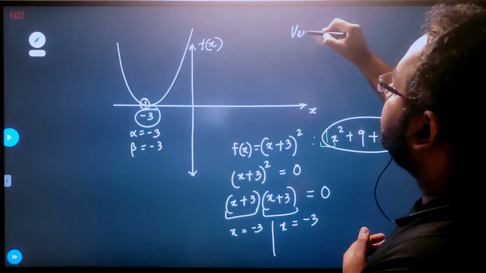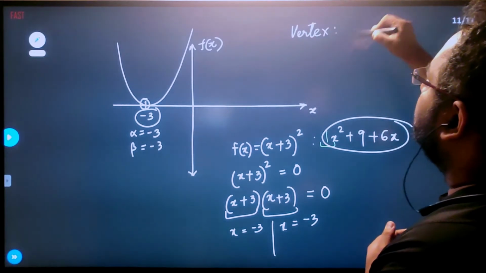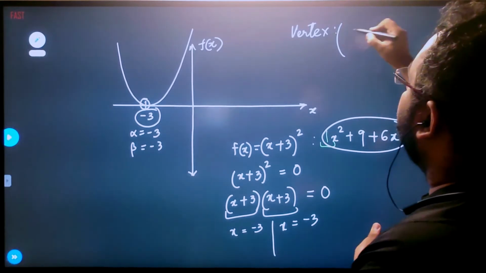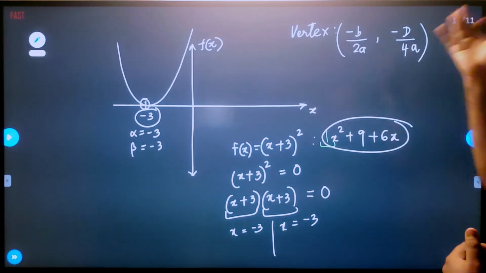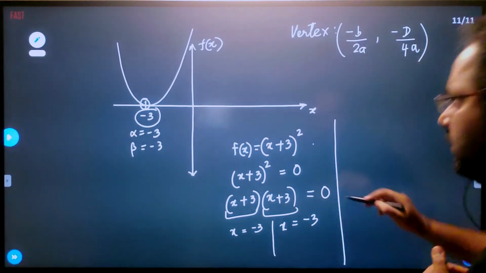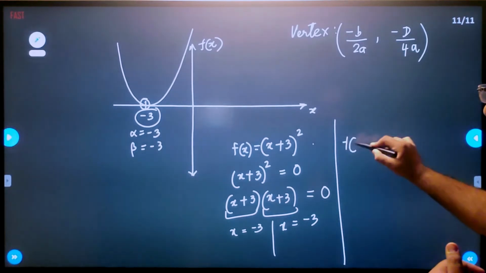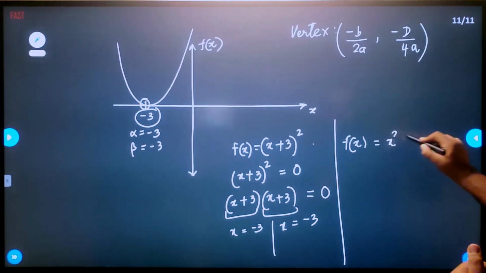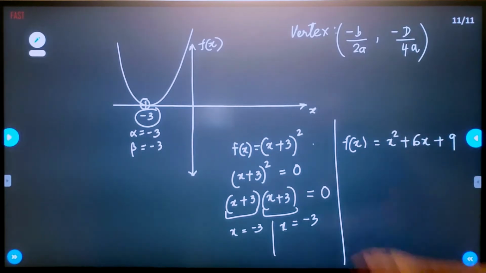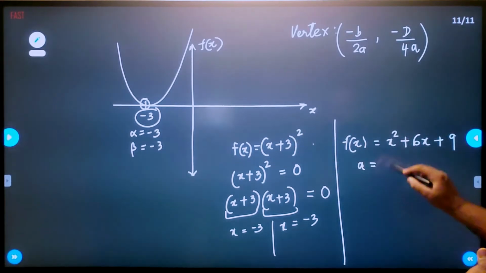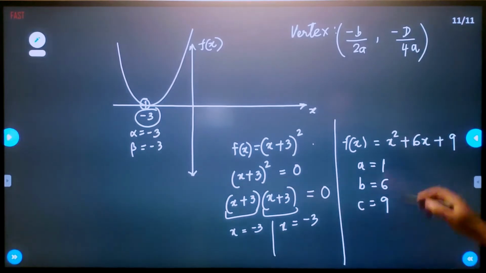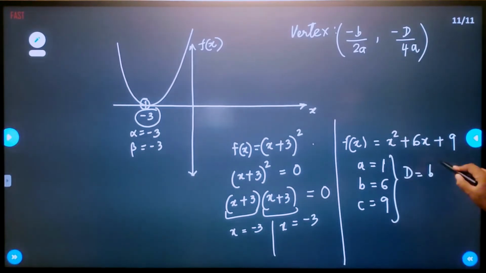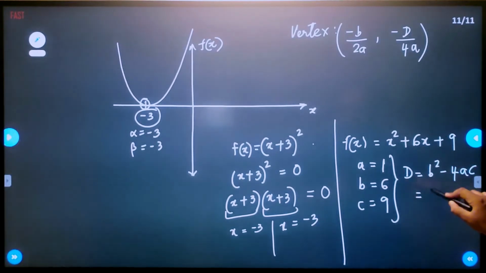Now what is the formula for the vertex? Coordinates of the vertex is given by minus b by 2a and minus D by 4a. Correct? Let's put the values now. I am sure all of you know the values. Now I have, what was that polynomial? F of x is equal to, we just expanded this, right? X square plus 6x plus 9. Correct? X plus 3 whole square is nothing but this. So I have a is equal to 1, b is equal to 6, c is equal to 9. Correct? Now with all this, let's find the value of D. D is b square minus 4ac. What is b square here? 36 minus 4 into 1 into 9.